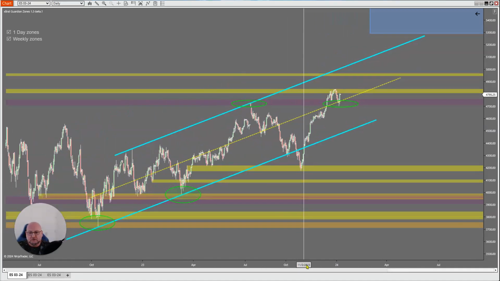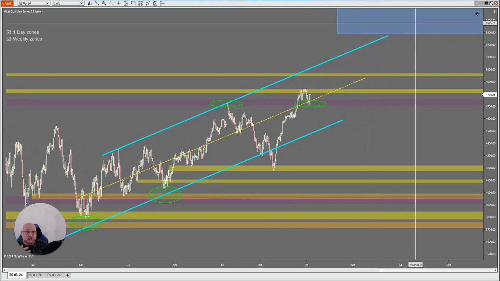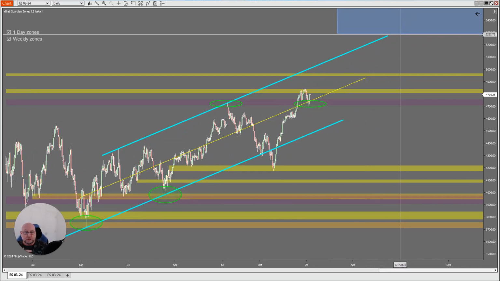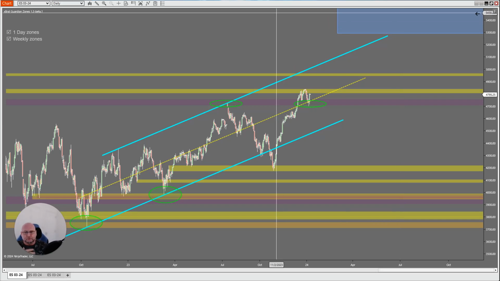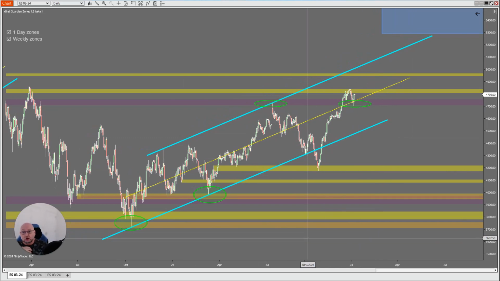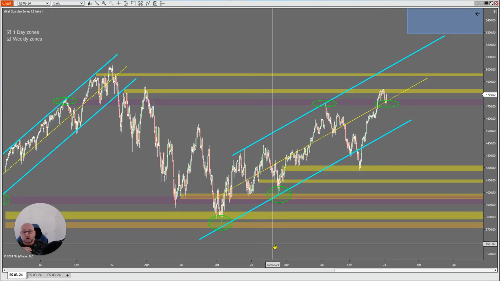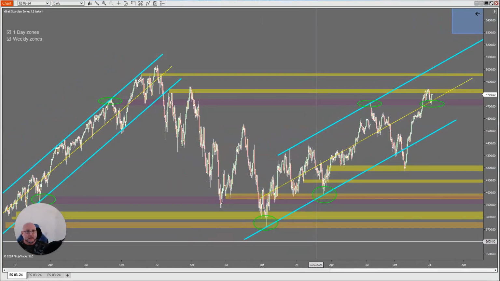Conversely, we need to look at what happens if the data's not as expected and markets react differently, or later on in the year, if we hit that zone and something else happens, what's going to happen? Yes, we've got this recent weekly zone, but if we have a really large correction like we did in 2022, we have to understand where those other confluences are. So we've got them on our chart.